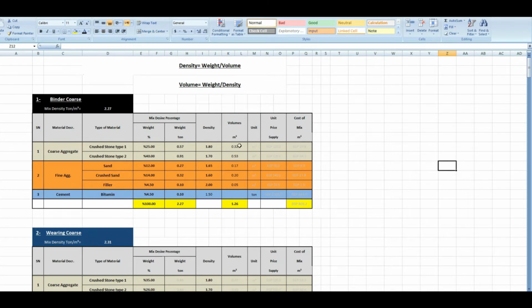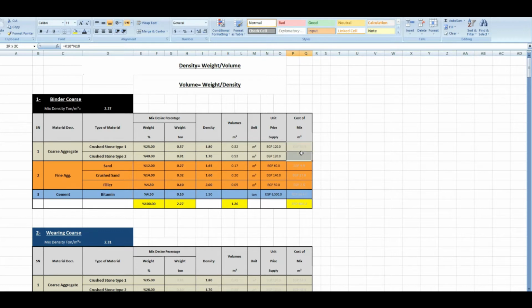So we have here a list of volume of material, because we are supplying this material mostly in volume, and this is their unit, meter cubic, for the coarse aggregate, and also for the fine aggregate in meter cubic, except for the bitumen in ton. We need to know the unit price of each one. Consider that the unit price for aggregate type 1 and type 2 is 120 Egyptian pound.